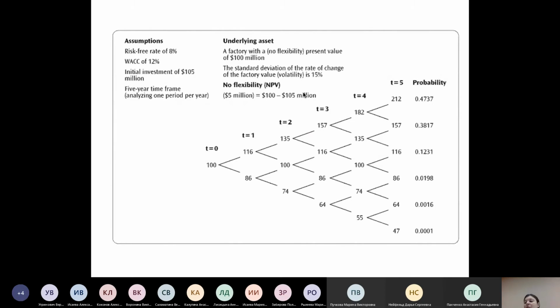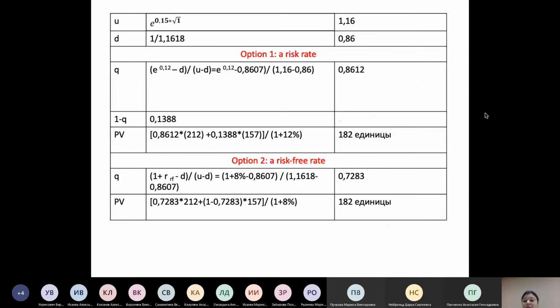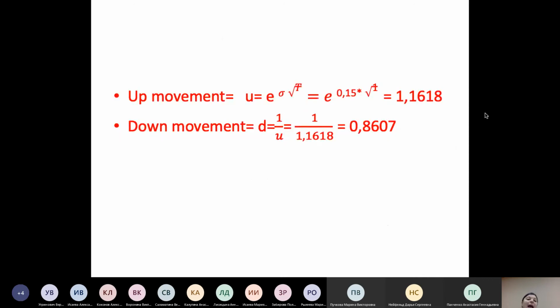And certainly we are starting on a predictable scenario of 100. But every year, our cash inflows can change by 15%. In this context, we can find our up movement coefficient in the following way. It will be our constant e to the extent standard deviation multiplied by our T, our 1. Our constant e to the extent 0.15 multiplied by 1. And our up movement coefficient will be 1.16.